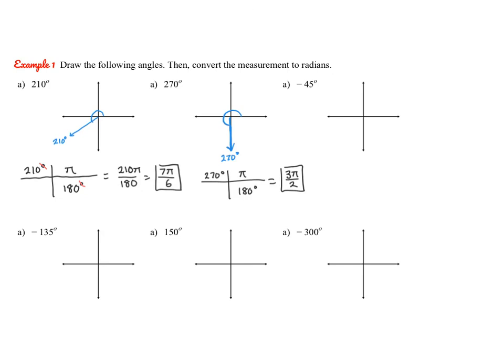All right, our next one is negative 45 degrees. So remember, negative angles move in that clockwise direction like this. So there's negative 45 degrees. Let's convert that to our radians. So 180 degrees goes on the bottom, pi radians goes on the top. And this would give us, if we simplify, negative pi over 4.